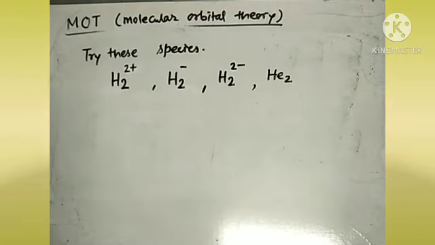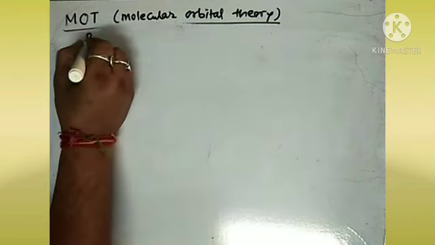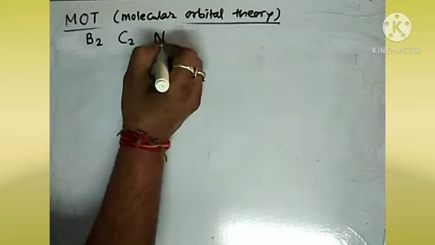Now you can try these species. You can make the MOT diagram, and of course find their existence and magnetic properties. Well, let's see how the boron, carbon and nitrogen MOT diagrams can be prepared. Let's see that. It's B2, C2 and N2.